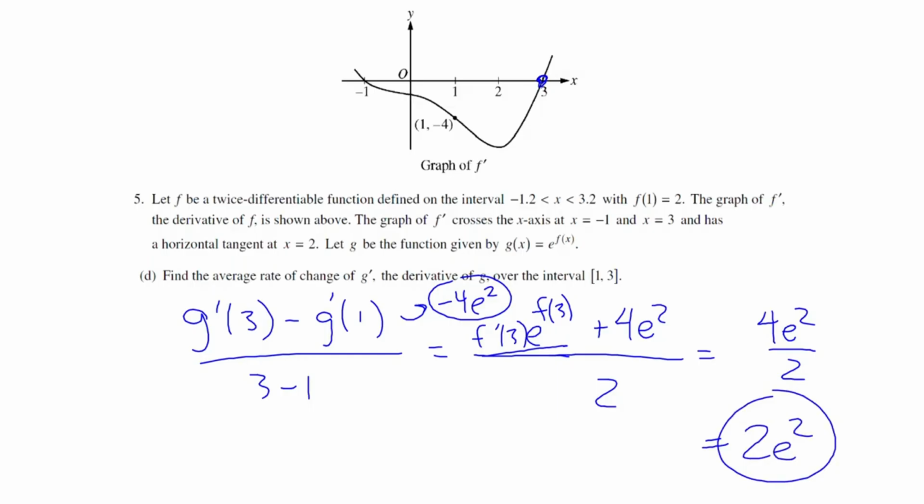And they gave you 2 points there, one for just setting up the difference quotient and one for the final answer. And that's the end of this function FRQ, which was question number 5 from the 2009 Form B AP Calculus AB exam.